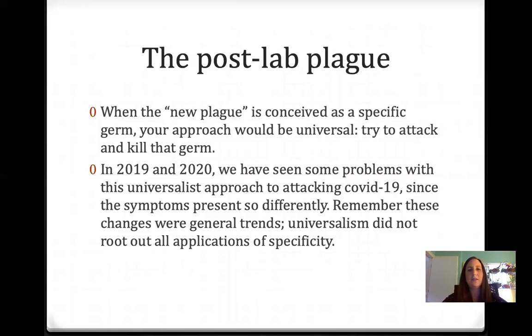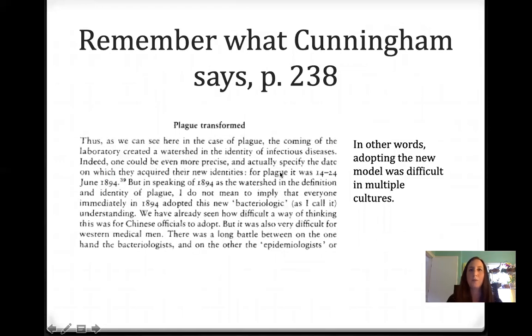In 2019 and 2020, we've seen some problems with the universalist approach to attacking COVID-19 since the symptoms present so differently. Remember, these changes were general trends. Universalism did not root out all applications of specificity. Remember what Cunningham says on page 238.